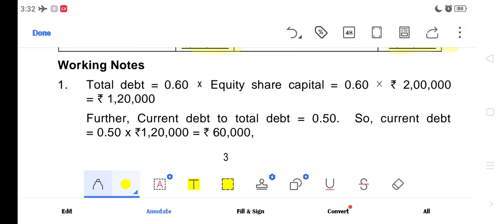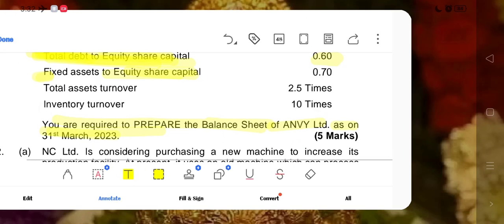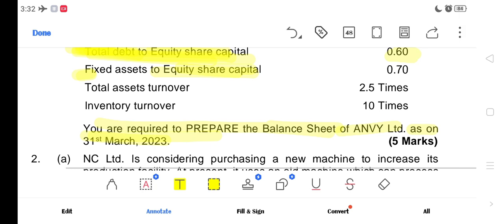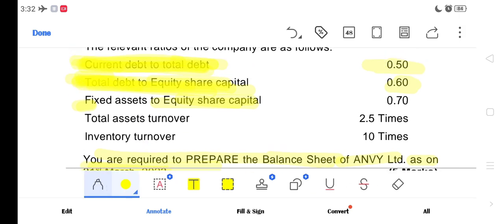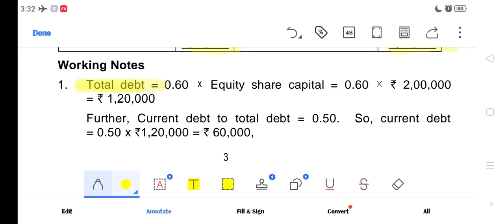Now see, he does this the same. Total debt he has taken, where is this? Yes, here. Total debt to equity share capital 0.6. He has taken the second ratio. Why? Because equity share capital we have the numerical value. So only that you have to take it. So total debt equals 0.6 of equity share capital. So total debt comes to 1,20,000.